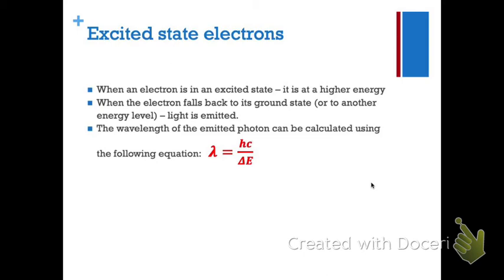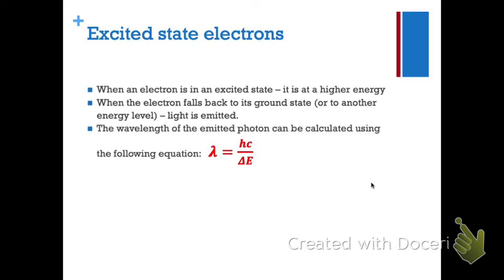When an electron is in an excited state, it does have a higher energy. That's the whole point, that it jumps up an energy level, right? It's excited. It's got more energy. Can you just picture it?